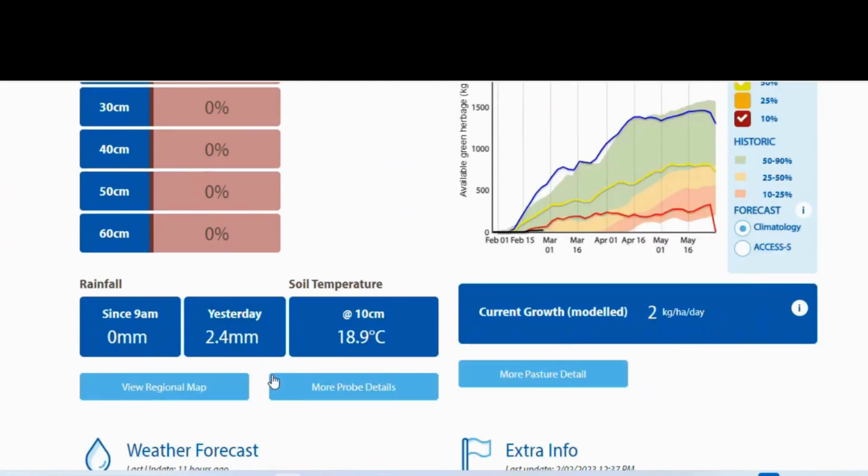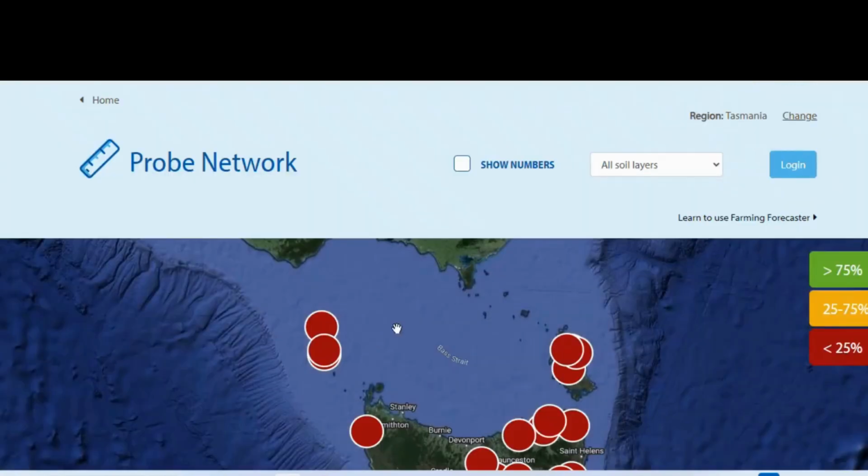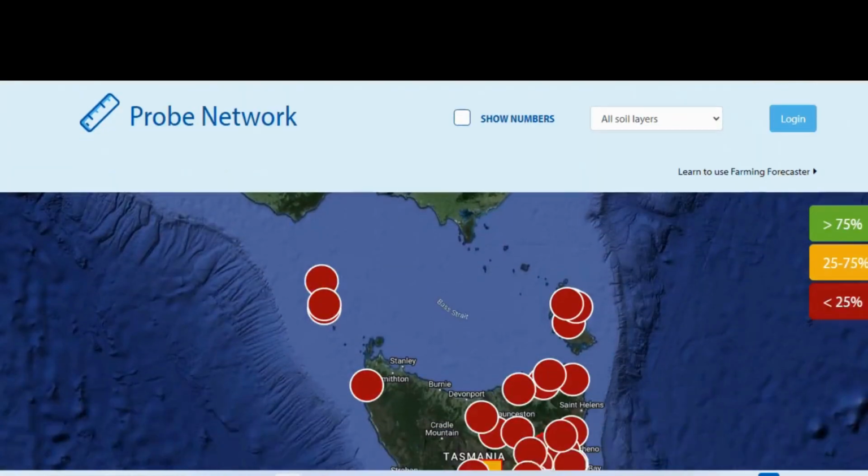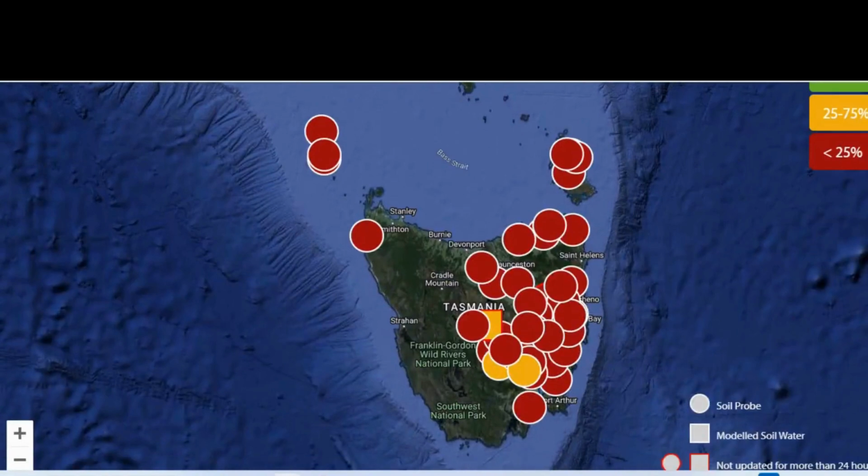If we keep coming down, there are 3 big blue buttons: regional map, more probe detail, more pasture detail. Let's look at regional map first. So the website's just picking up the information from the network. A computer in Ballarat is where this information sits.